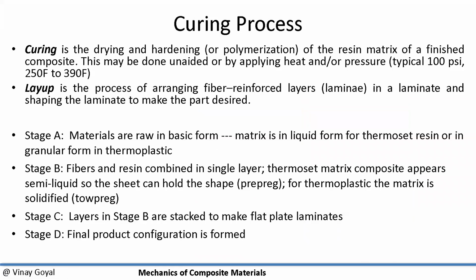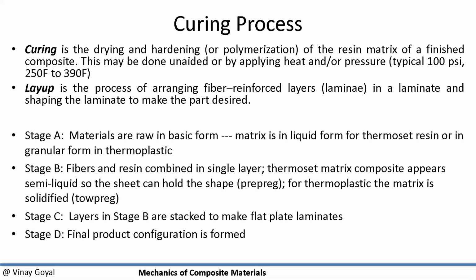So curing, what is the curing process? I talked about it before, but I didn't cover stage A, stage B, stage C, stage D carefully. So I want to do that a little bit now. Curing is drying and hardening of the resin matrix of a finished composite. This may be done unaided or applying heat, typically up to 100 psi, with a temperature application of 250 to 390. Layup is the process of arranging those lamina into a laminate to make the desired part. We'll come back to that point a little bit later today.